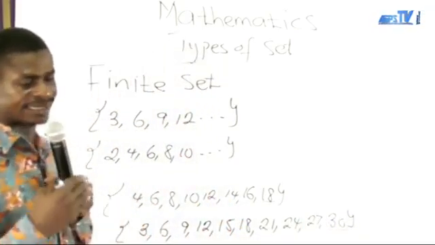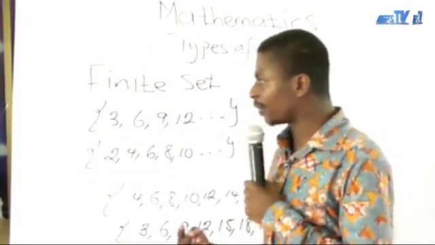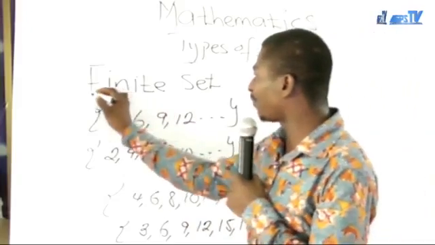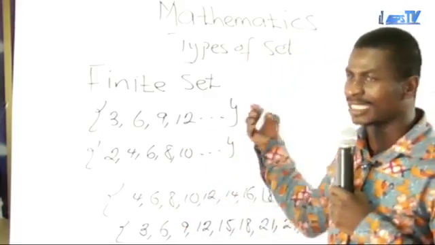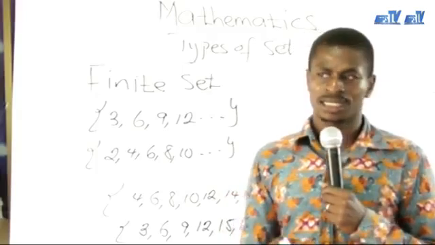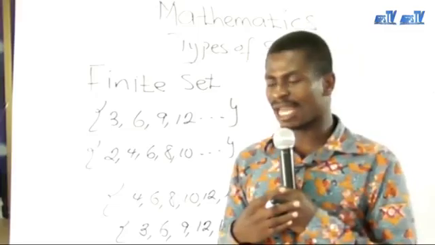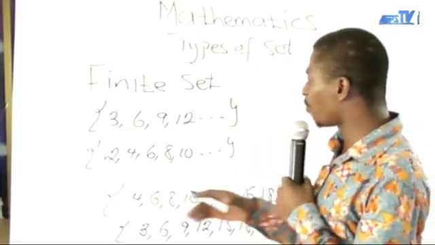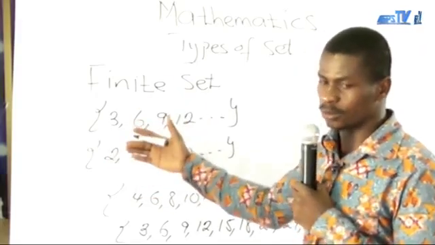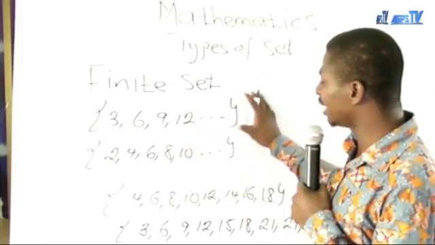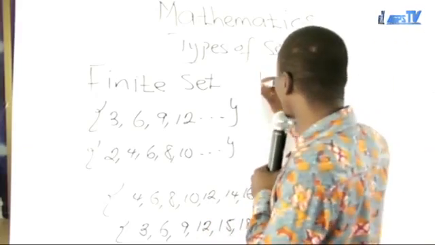And so whenever you have a set whose last member can be found or identified, then we can safely say that that set is a finite set. However, like I've said earlier on, if I have a set of multiples of 3 and a set of even numbers, then you also know that the last member can neither be found nor identified. Therefore, we say that set is an infinite set.